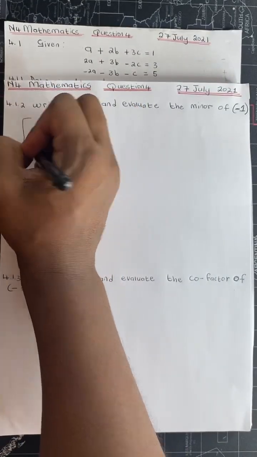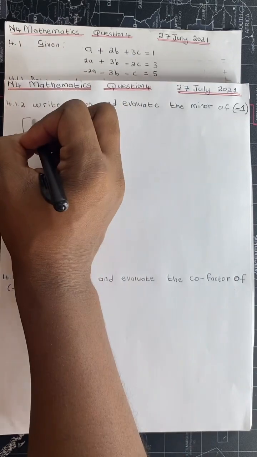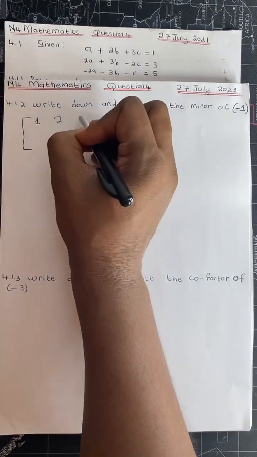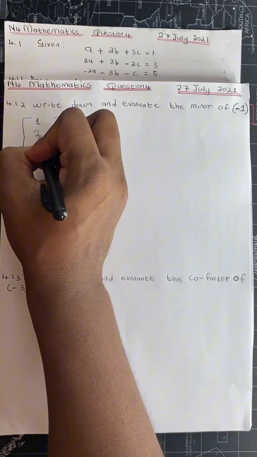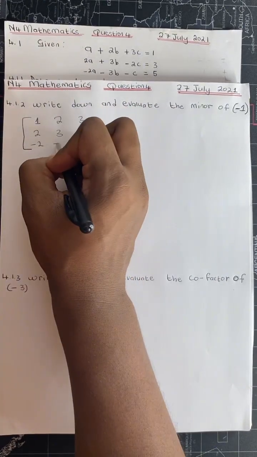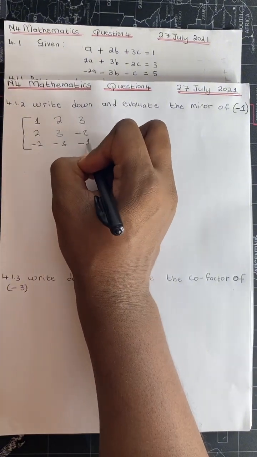Question 4.1.2, we have to write down and evaluate the minor of negative 1. So let's write down the matrix with just the coefficients and without the variables. So we have 1, 2, 3, 2, 3, negative 2, negative 2, negative 3, and negative 1.